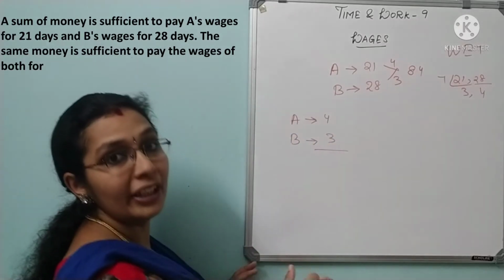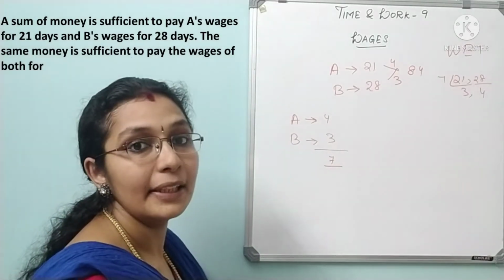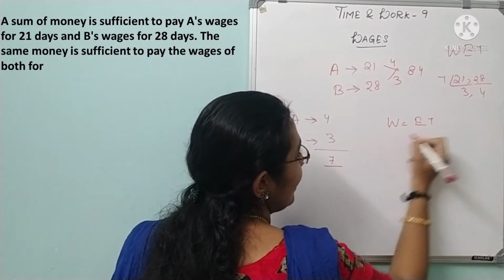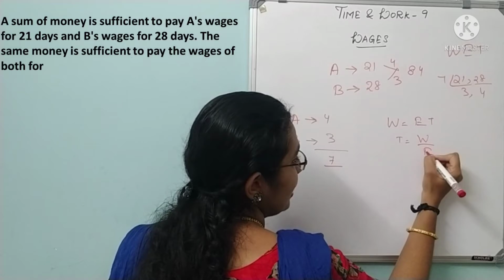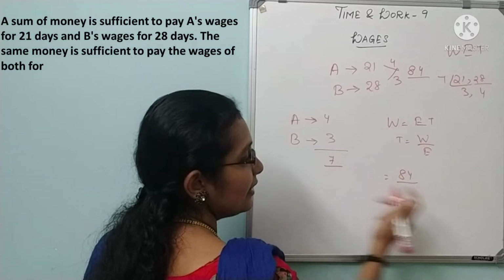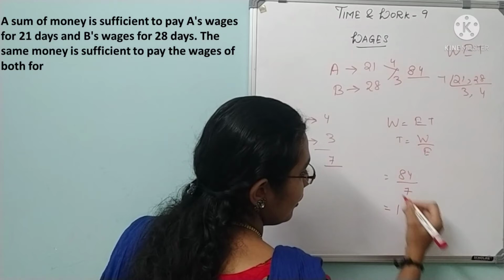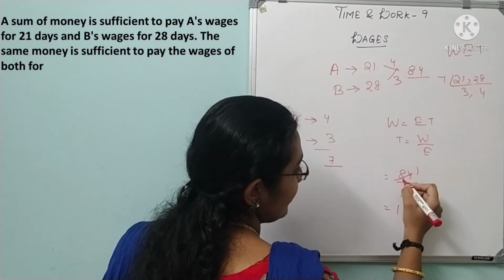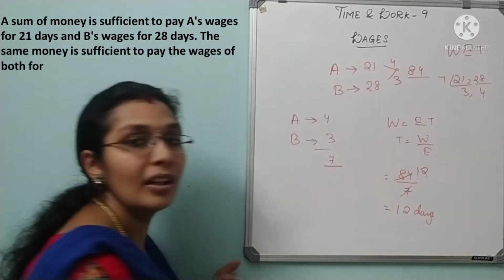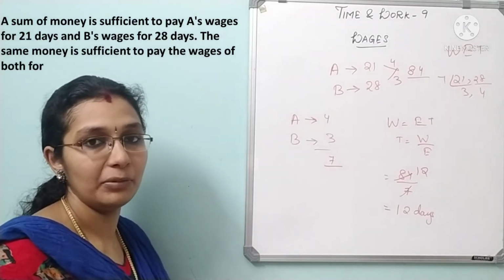So per day how many total units do they complete? 4 plus 3, 7, right? Now they are asking for time, so using the work concept, time is equal to W by E. W is the total work, which is 84, by efficiency 7. Total efficiency per day is 7. Once you cancel it out, 7 ones are 7, 7 twos are 14, so 12 days. So 12 days I can give wages for both A and B with the sum of money I have. Clear?